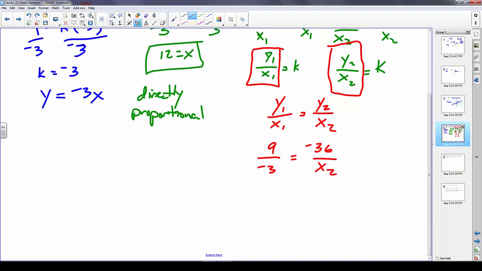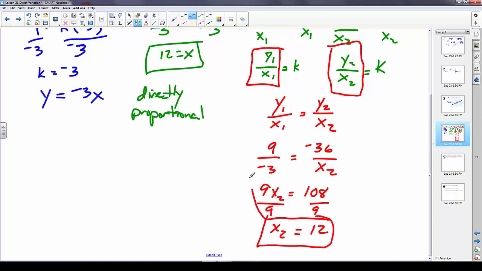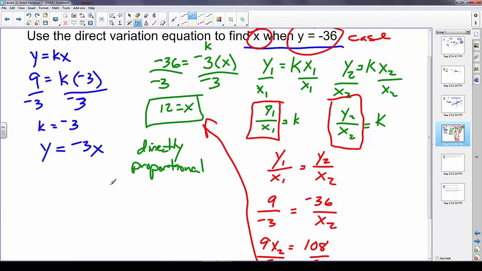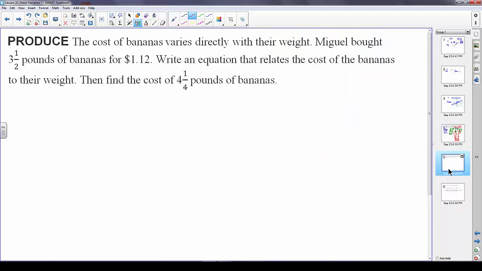So now notice I've got a proportion sitting right here, which I could solve using a cross product. I could say 9 times the second x is equal to positive 108. Now I can solve this for x by dividing both sides by 9. And the second x is equal to whatever 108 divided by 9 is. Last time I checked, about 12. So if you look, I actually got the same solution as I got the other way. So there's two ways to do this. I'm more inclined to use a proportion for my variations than plug into two different equations. So I'm going to use that technique on the next problem.